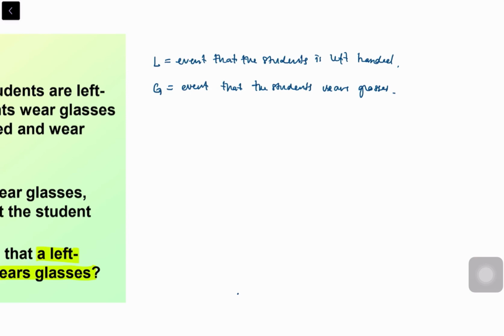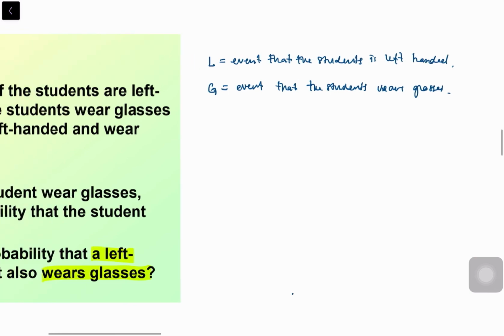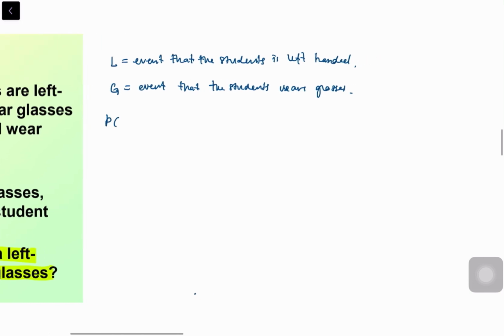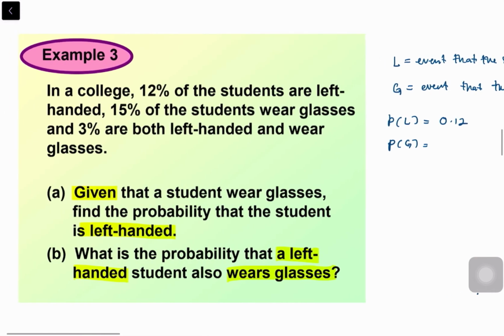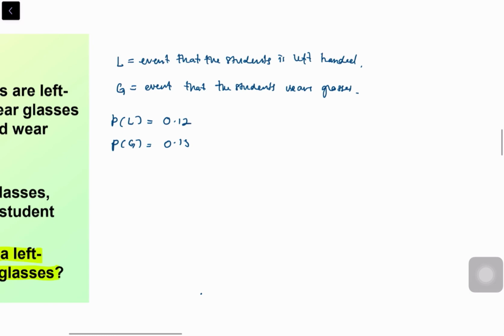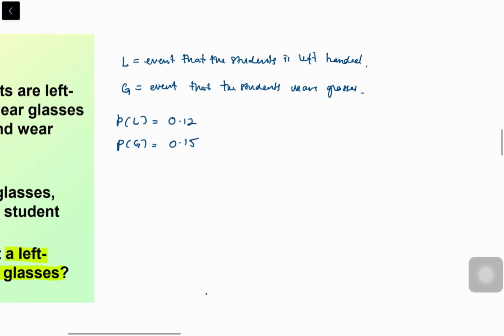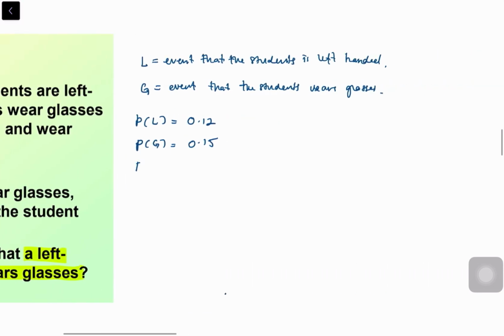Okay, so now we just declare these two events as L and G. Then we're going to write the first information that we have, which is the probability of L equals 0.12, and the probability of G is 15%, which equals 0.15. And lastly, we have the probability of both left-handed and wearing glasses, which is 3%. So this is equivalent to P(L ∩ G) = 0.03.